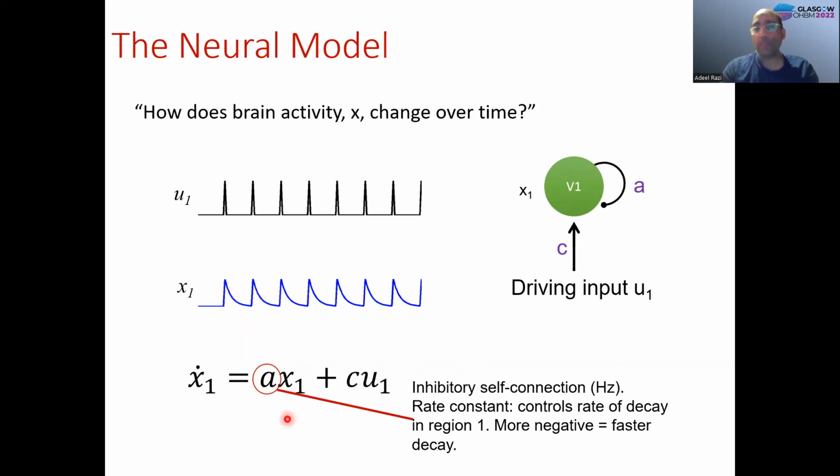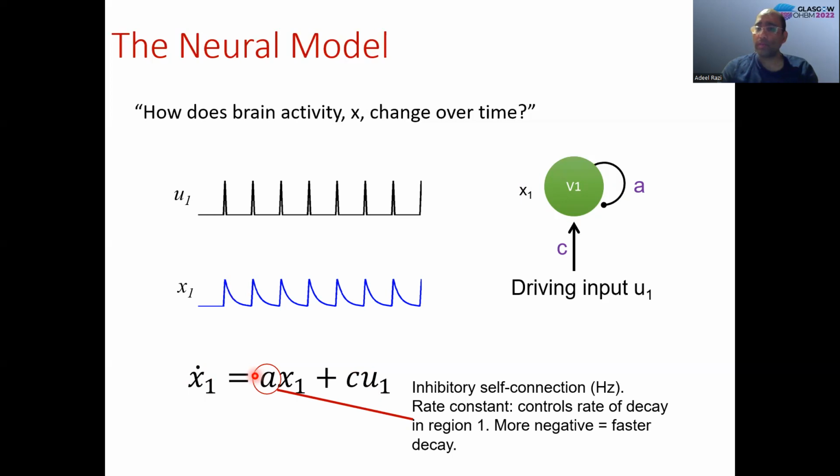And if A is positive, then there would be no decay, but rather the activity would go up, which is implausible. This self-activity works like a dampening, or a negative feedback, and always tries to dampen what's happening in the brain region. So this self-connectivity is always modeled as an inhibitory influence. Okay, so this is very simple.